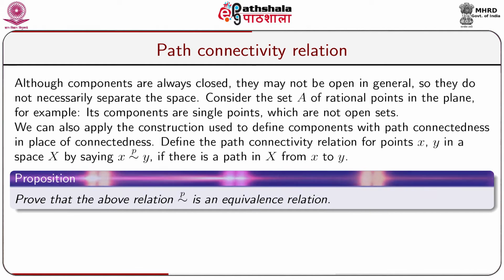As we already discussed a connectivity relation for a topological space X, we can also introduce a path connectivity relation for a topological space X. We introduce the notion in the following way: let X be a topological space and P, Q be two points in X. Then P and Q will be related if they are contained in some path connected subset of X. That means there exists some continuous function f from the unit interval to X such that f starts at P and f ends at Q.